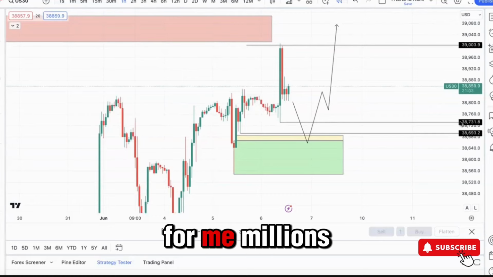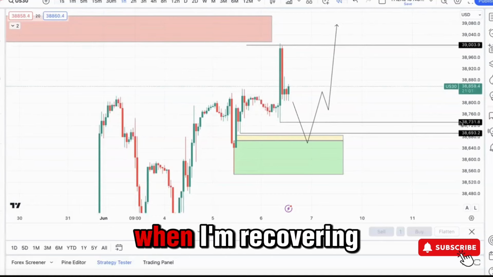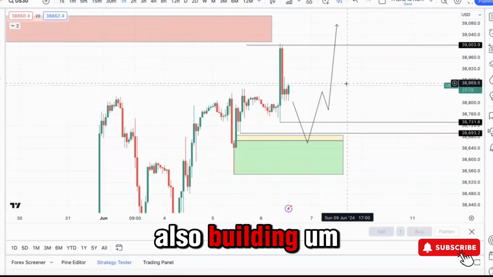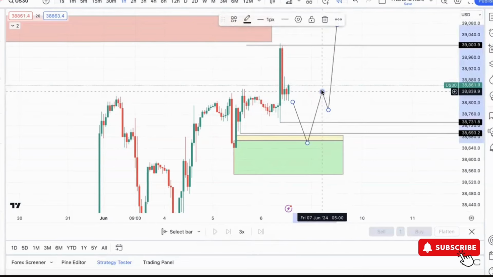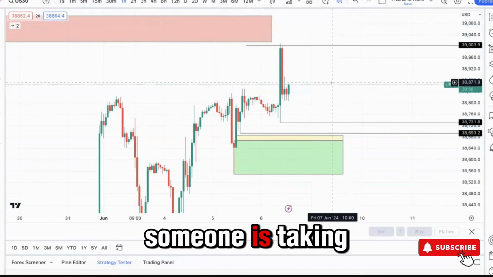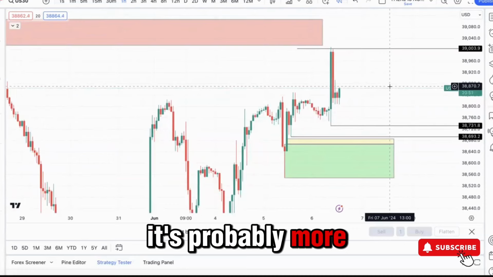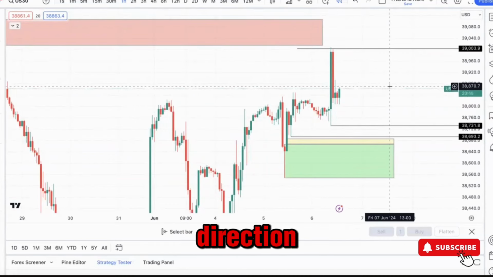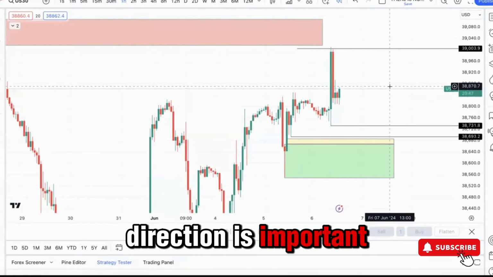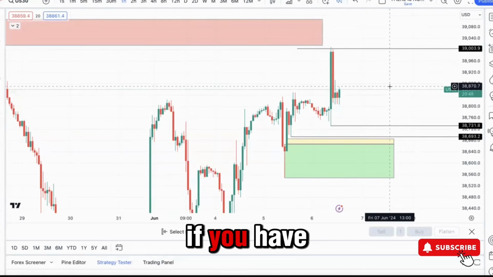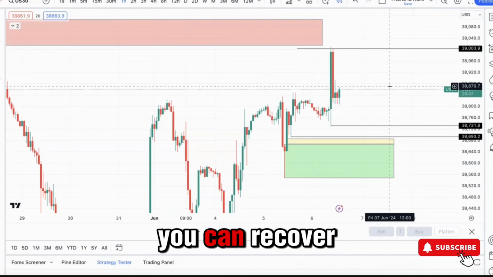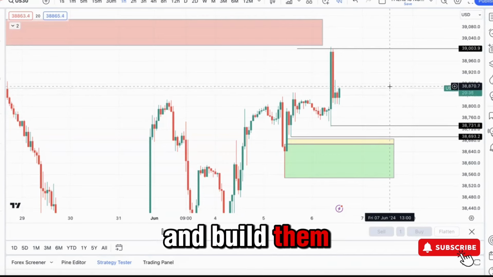So guys, I hope that this helps. It has worked for me millions of times when I'm recovering my account and also building. Anytime that I see someone taking a loss on their trading account, it's more than likely because they did not understand the direction. Direction is important. If you understand the direction, if you have proper risk management, and if you can get a better understanding of where to get your entries, you can recover your trading accounts and build them beyond imagination.